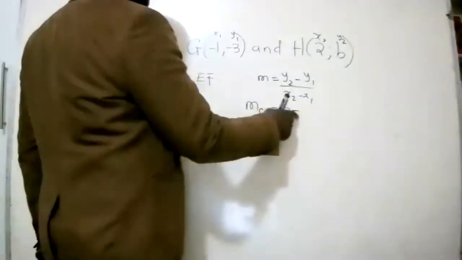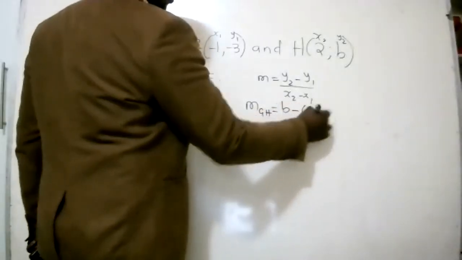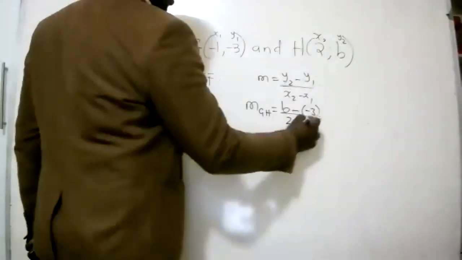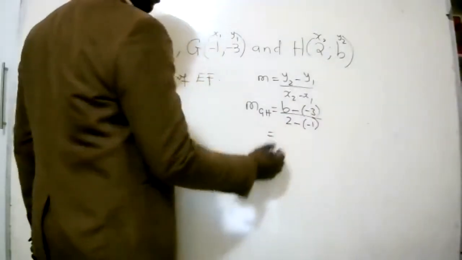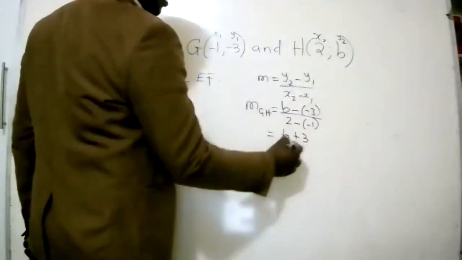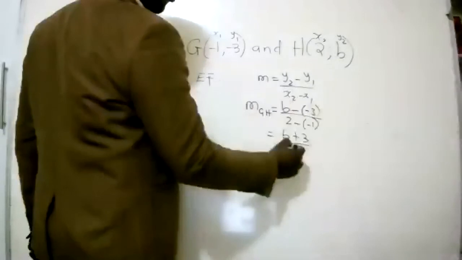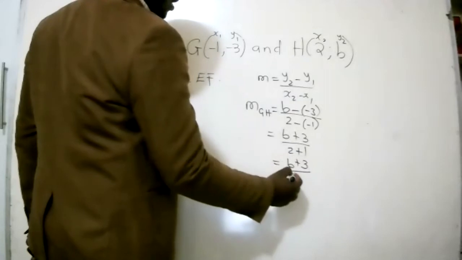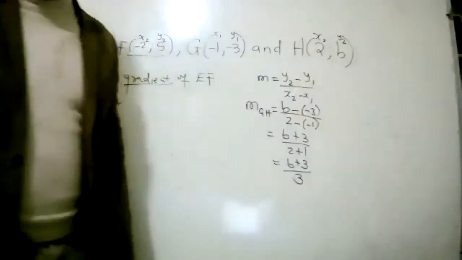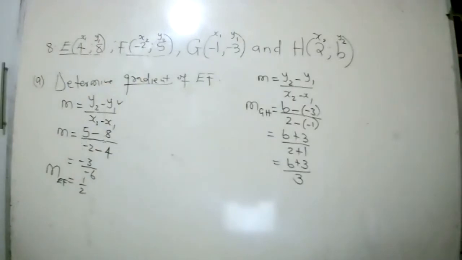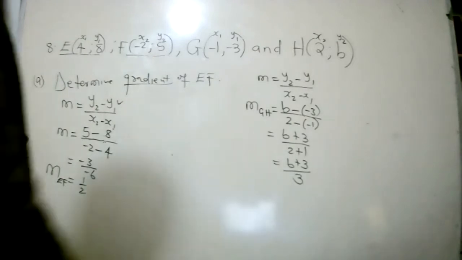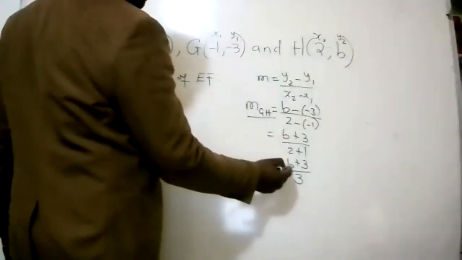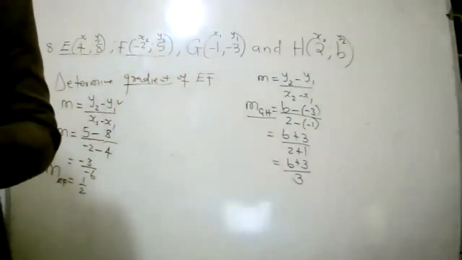So it's going to be B minus negative 3, all divided by 2 minus negative 1. So let's simplify. We're going to have B plus 3, all divided by 2 plus 1, which is B plus 3, all divided by 3. And that is the answer we were looking for on that question. We were looking for the gradient of GH in terms of B. So you can see the gradient of GH is in terms of that B given there.